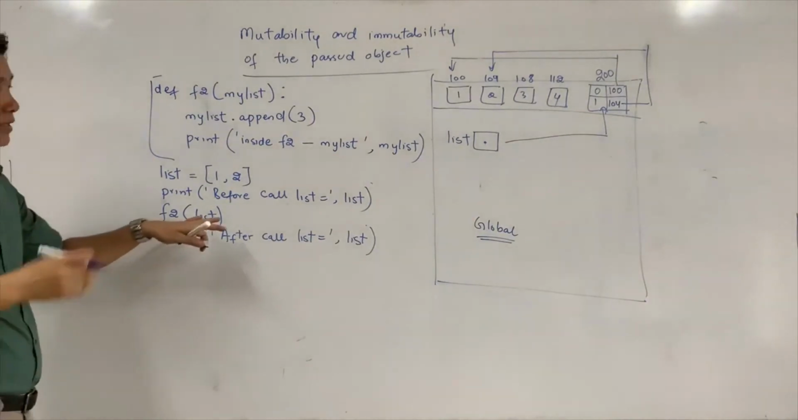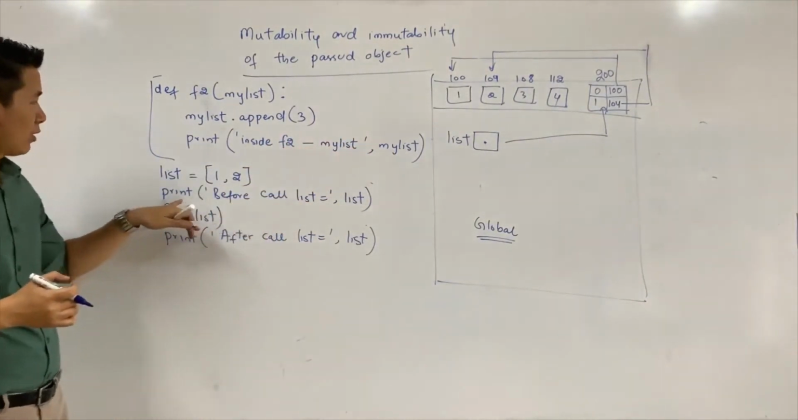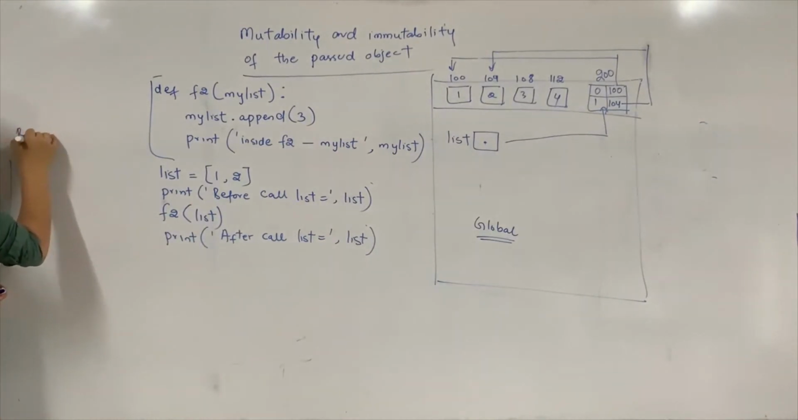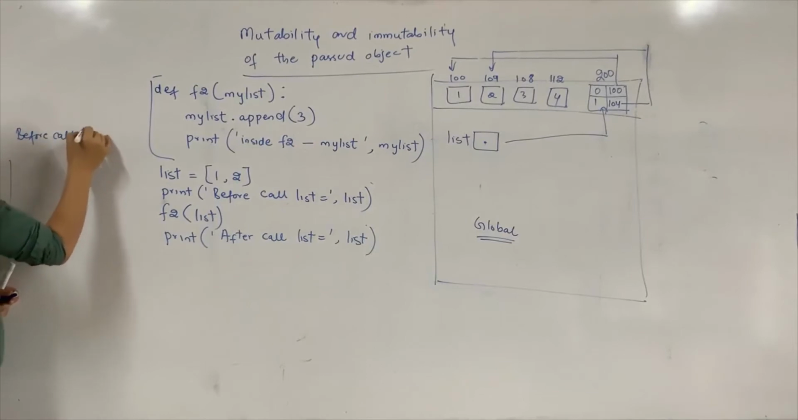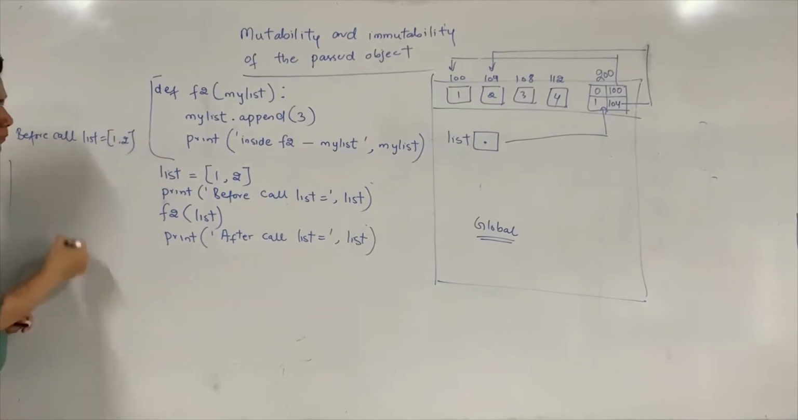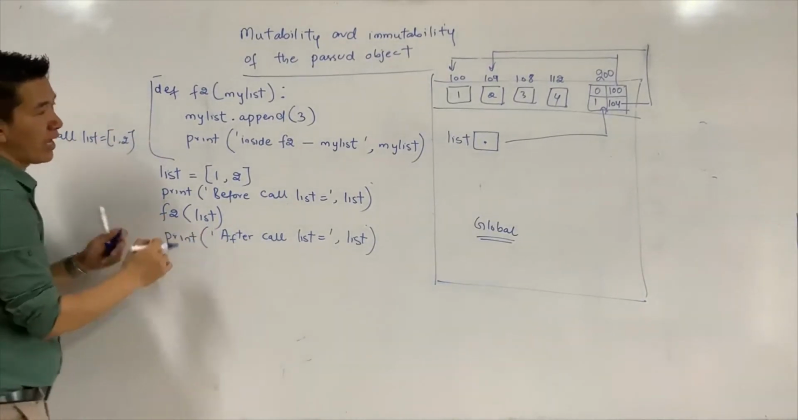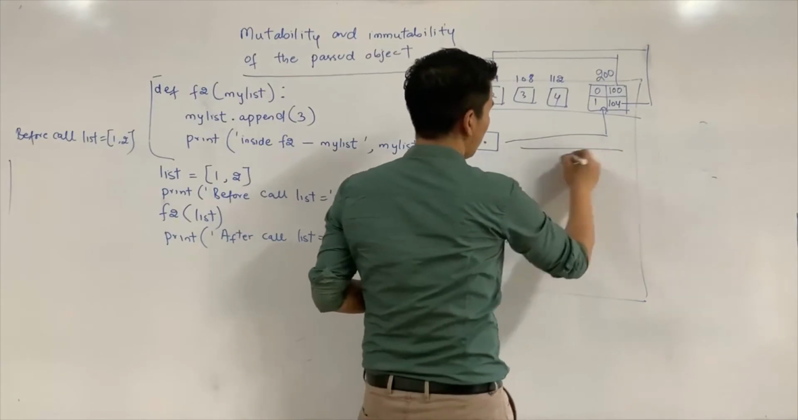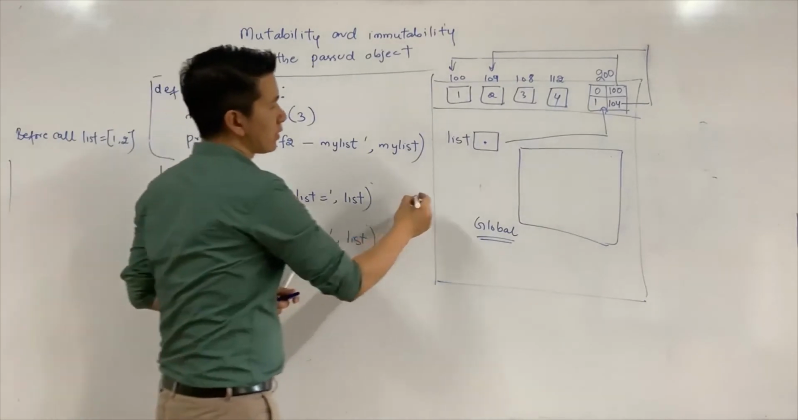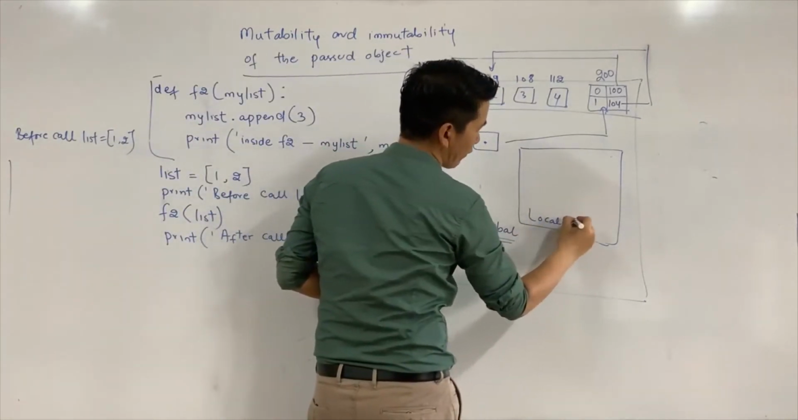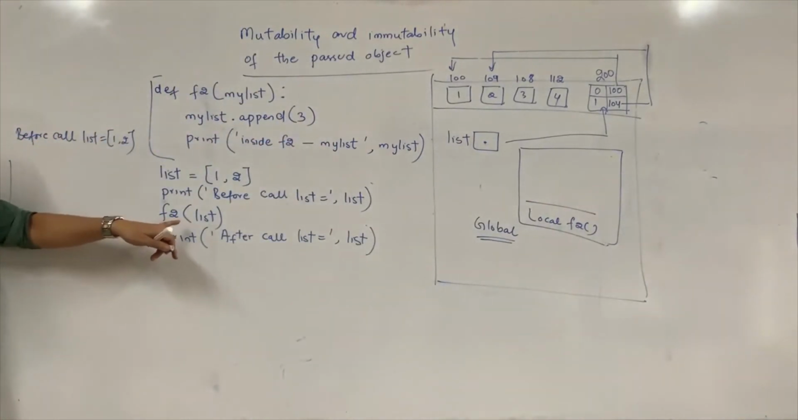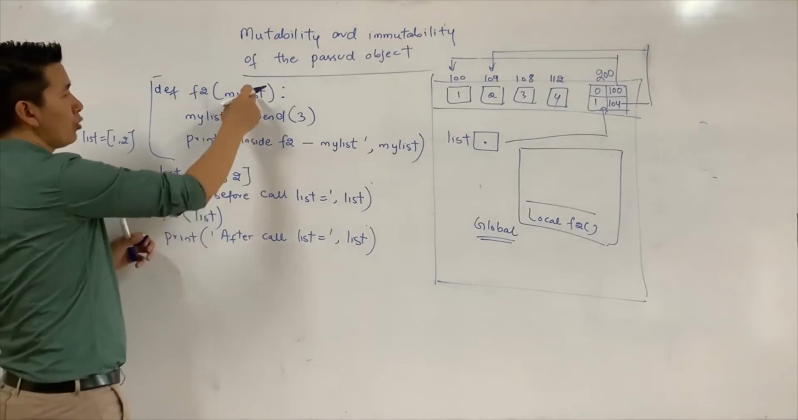Once you're done with this, you have the printing statement. It will be like "before call, list is equal to 1, 2". And then you have the function call, hence the local namespace will be created like this, local namespace for the function f2. And then you are passing the list to my list.